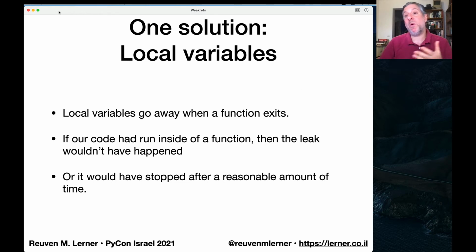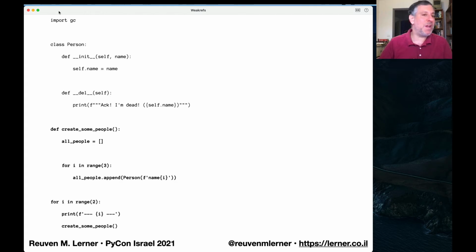So how can we get around that? Well, one option is to have local variables, because local variables go away when a function exits, right? So if I put my code inside of a function, then this wouldn't happen, because when we return from the function, the all people list would have been deleted. The variable name would have been deleted. There would be 0 references to the list itself. The list would have been deleted, and so would all of the objects, then having only the reference from that list. And that's exactly what I can do here.